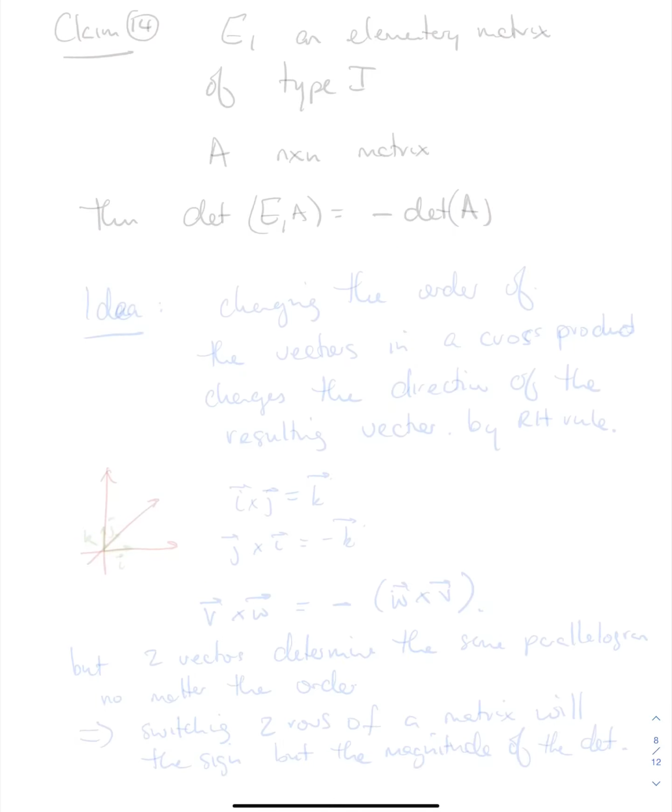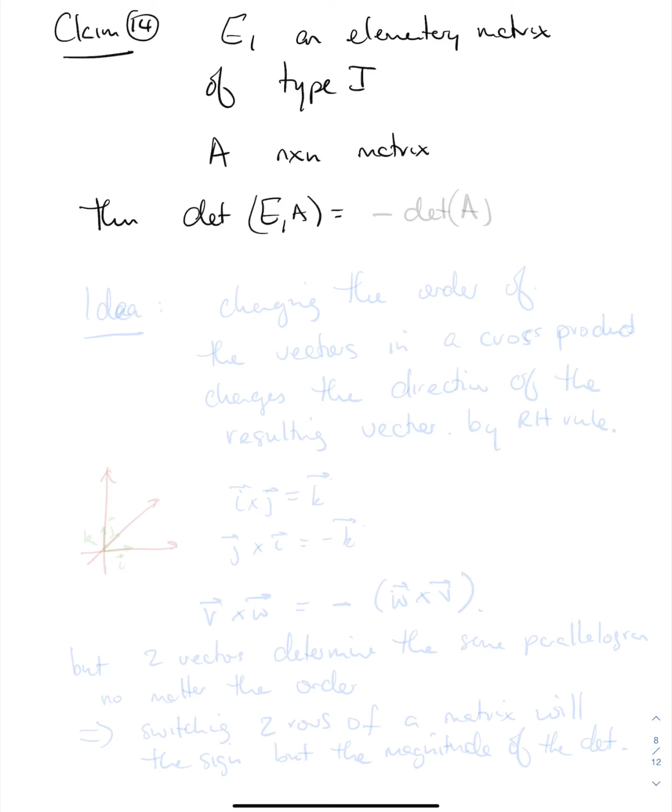Let's revisit our elementary matrices. Recall claim 14. If E1 is an elementary matrix of type 1, that means it's an elementary matrix that switches rows, and A is an n by n matrix, then the determinant of E1 times A is equal to negative the determinant of A.